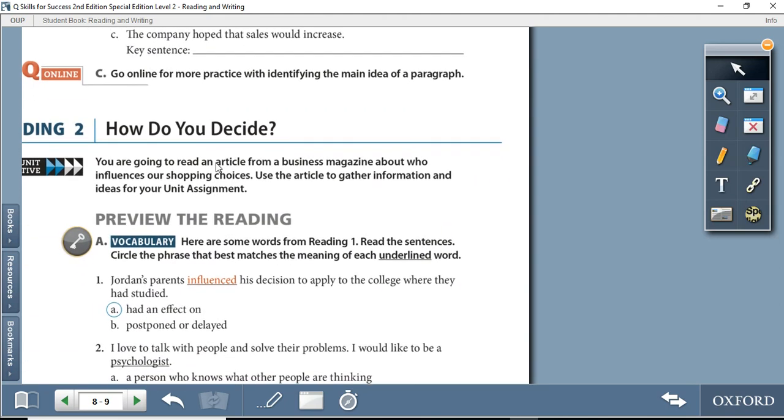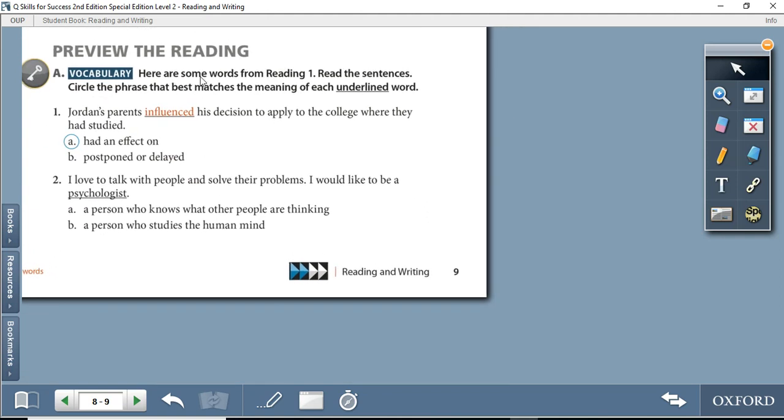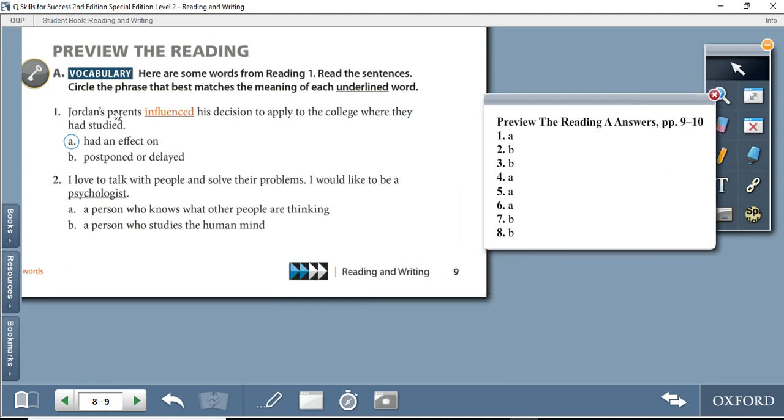Reading 2, how do you decide? Activity A, vocabulary. Here are some words from reading 1. Read the sentences, circle the phrases that best match the meaning of each underlined word. Number 1, Jordan's parents influenced his decision to apply to the college where they had studied. The answer is A, had an effect on. So influenced means, in this context, of course, had an effect on.